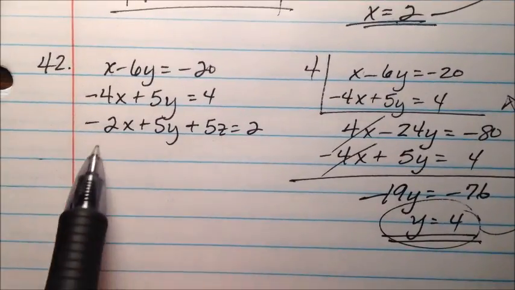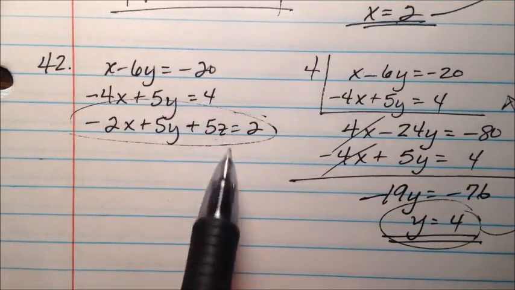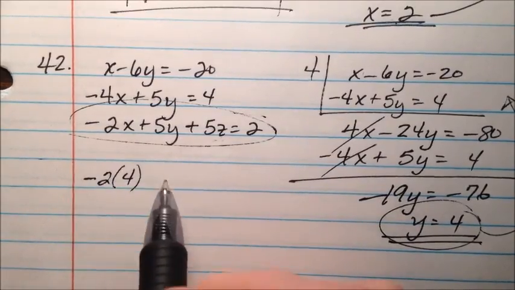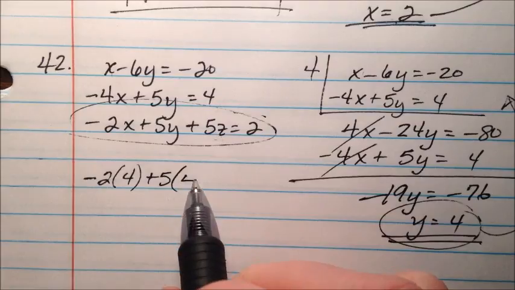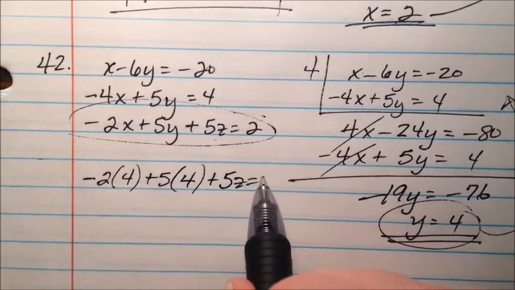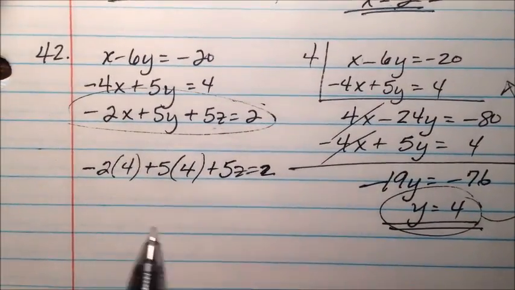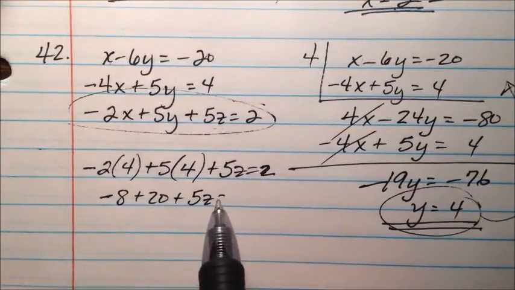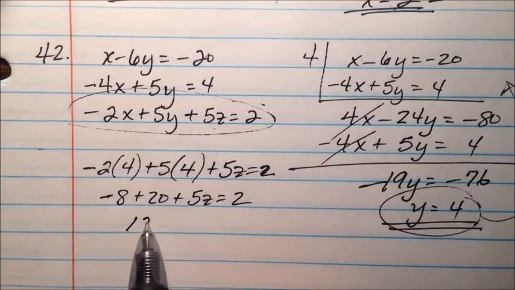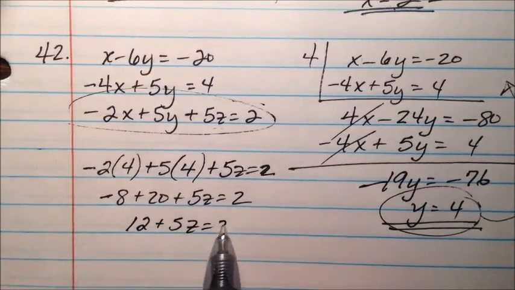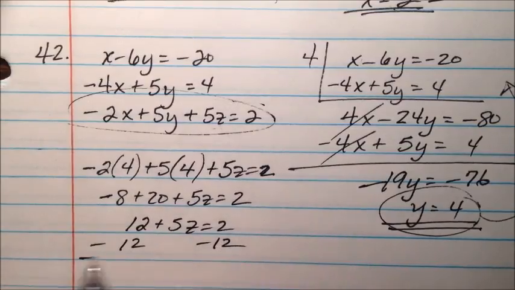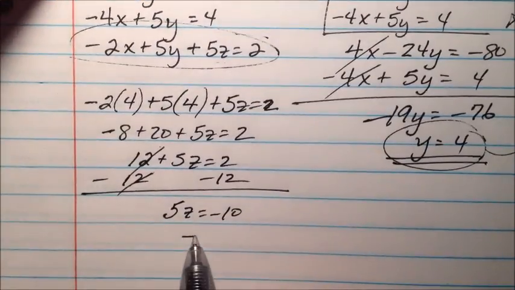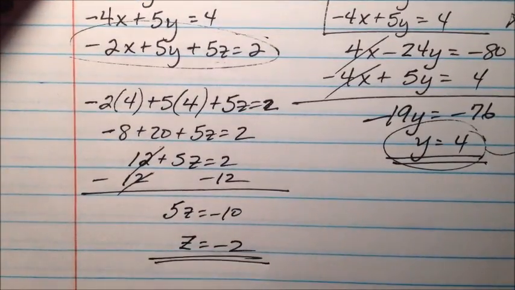So with that being the case, I could use this final equation that has my z in it to go ahead and find my z. So negative 2x, and x is 4, plus 5y, and y is 4, plus 5z equals 2. So negative 8 plus 20 plus 5z equals 2. So when I go through, I can solve this fairly easily. I'll have 5z equals negative 10, and z then should be negative 2.